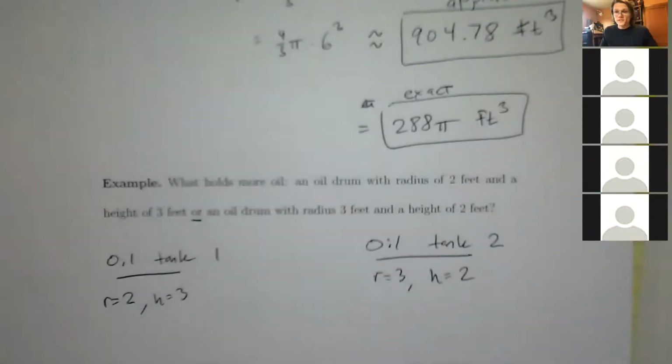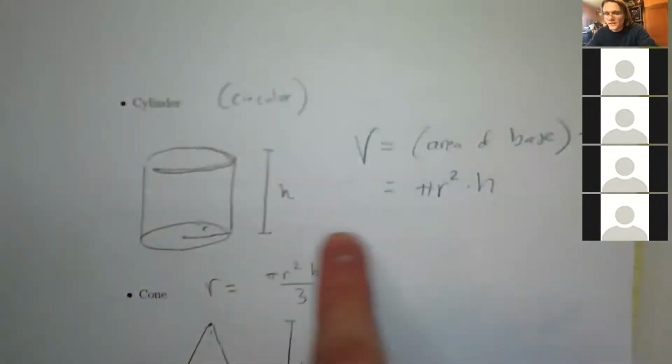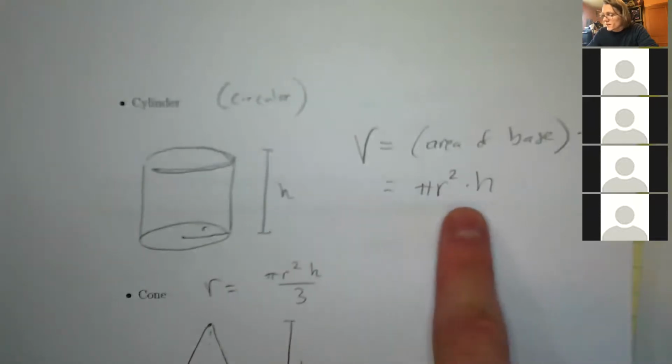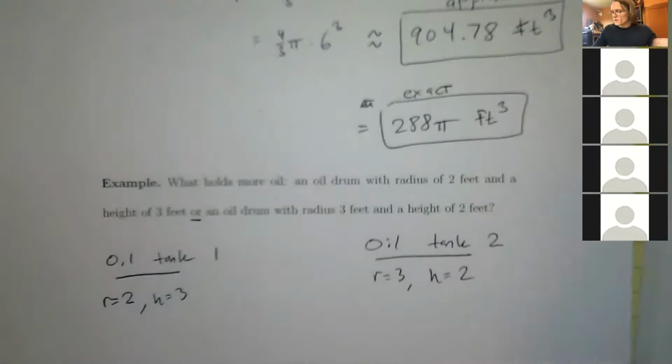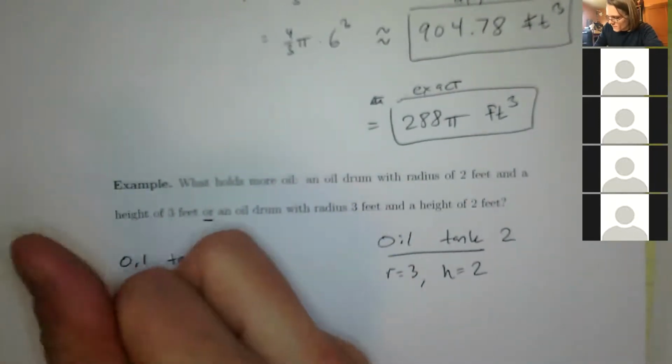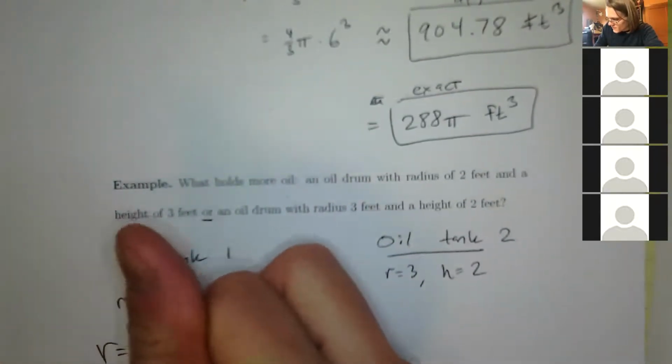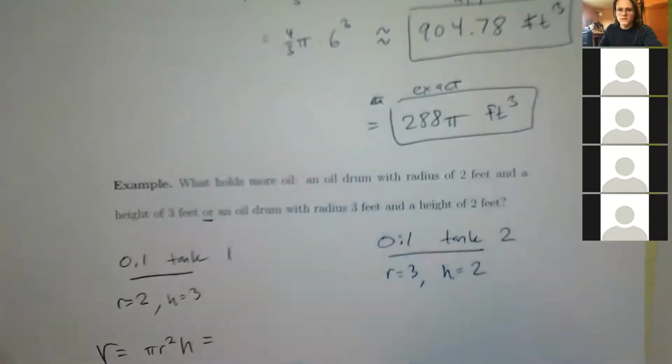So it's a circular cylinder. And so you go to this and you realize the formula is pi r squared times h. So now we just need to compute that for both. So the volume is pi r squared h. And so I plug in my variables.